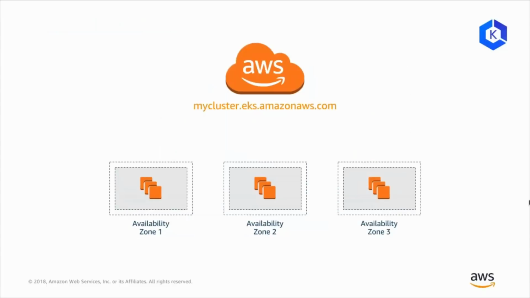So once you have your cluster provisioned, what you get is an API endpoint, and then you can bring your worker nodes by attaching or running them in multiple availability zones. You can interface with that cluster using kubectl, a CLI that you can run on your laptop, and deploy your Kubernetes workloads onto this EKS cluster.